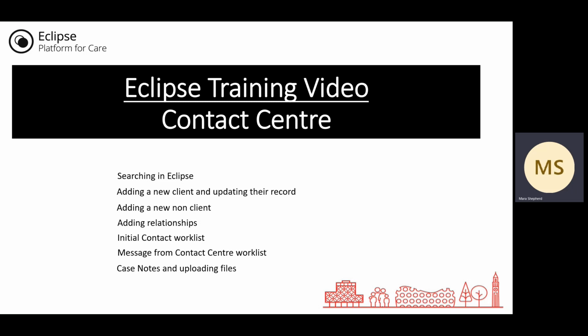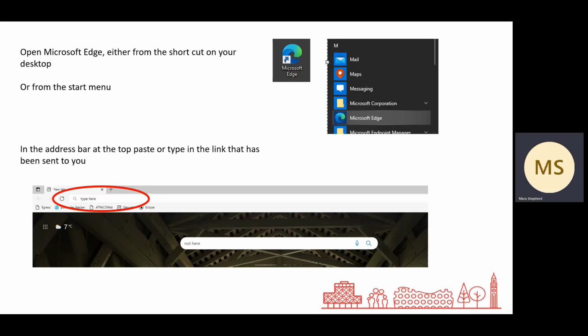You will first need to log into the training version of Eclipse. You need to use either Microsoft Edge or Chrome. It is important to note that certain items do not work if you try to use Internet Explorer. Once you've opened your browser, you need to type the URL into the address bar. This is at the very top of the screen. Please do not use the search bar.